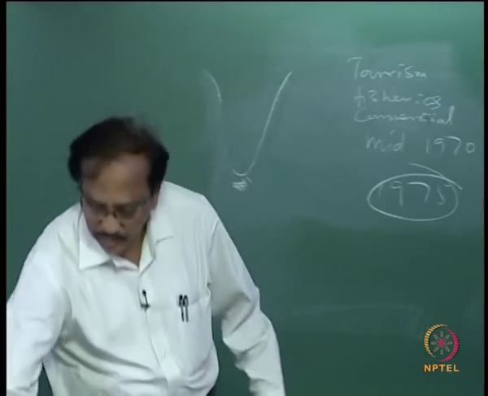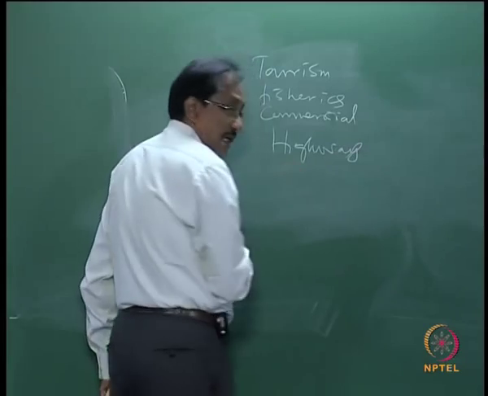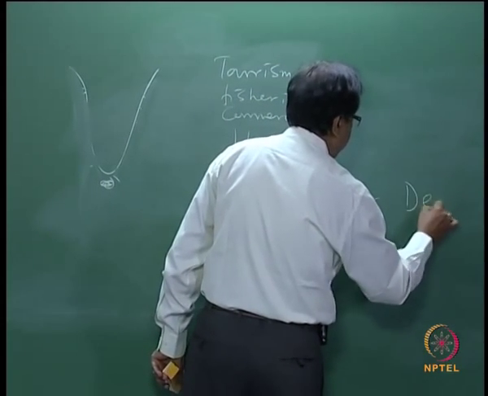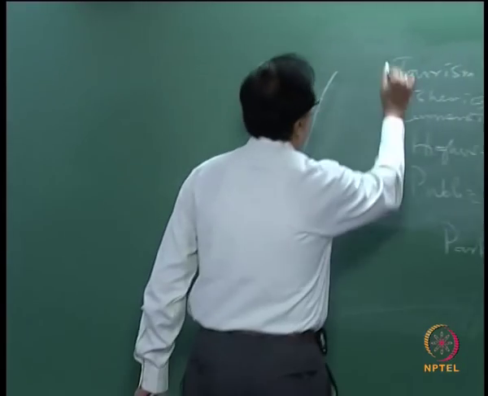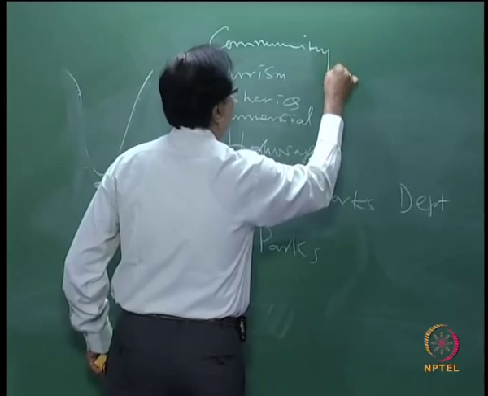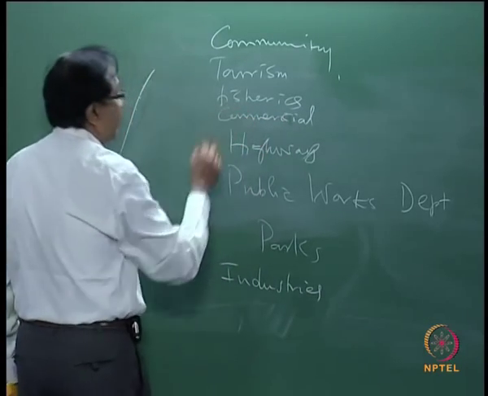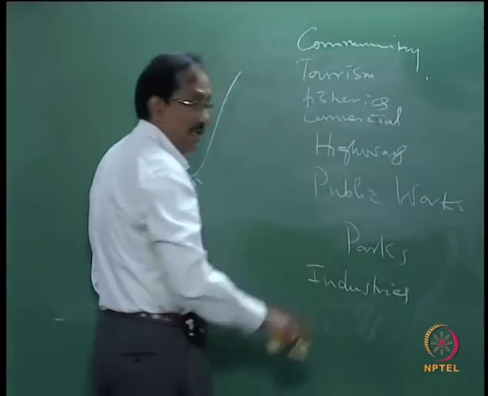Then there are so many other coastal highways, so the highway department is there, which deals with coastal highways, then you have a public works department, maybe the departments that are responsible for generating parks. Then most important is the coastal community, and industries, ports and harbors, commercial harbors, fishing harbors, and so many other departments or agencies which look to the ocean for their benefit or livelihood. So you cannot neglect the importance of any of these agencies.